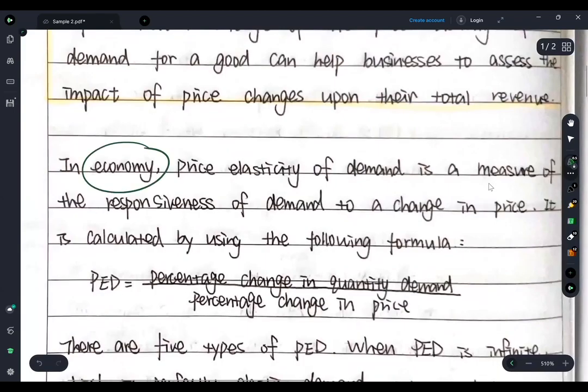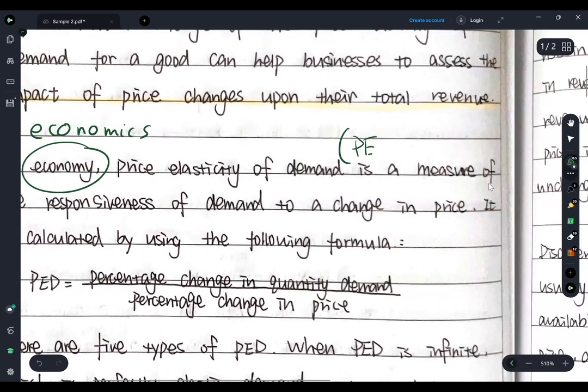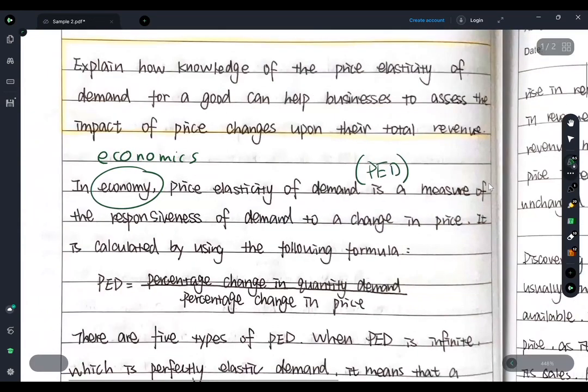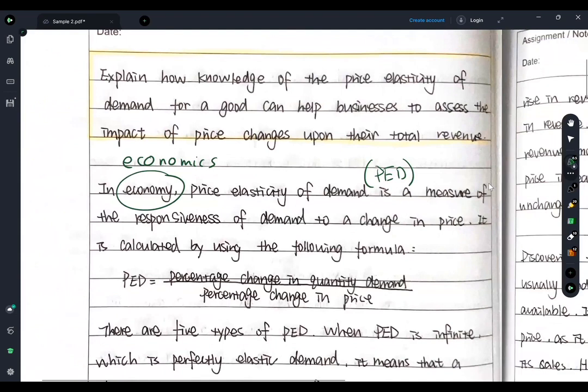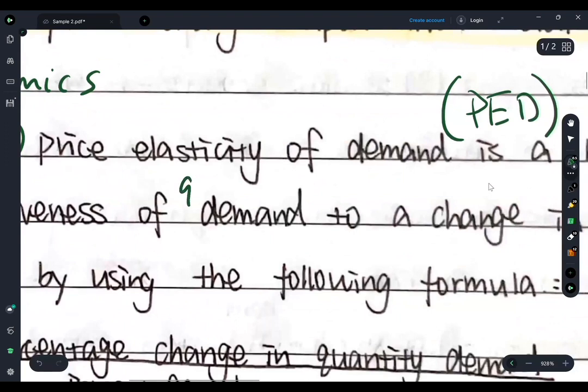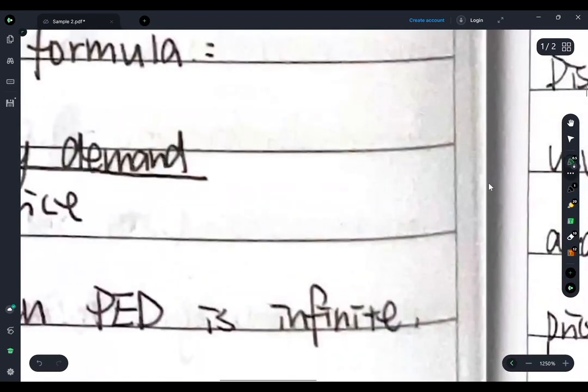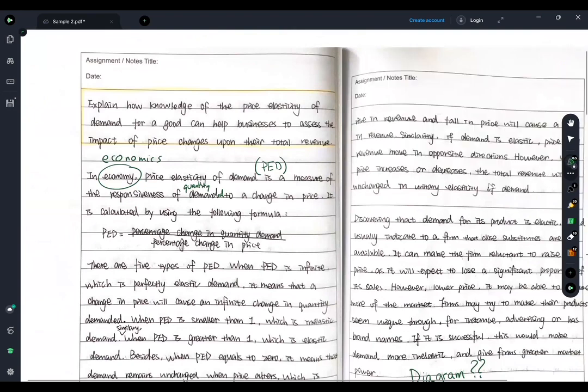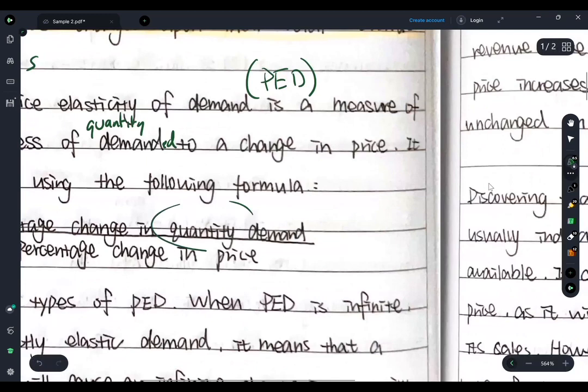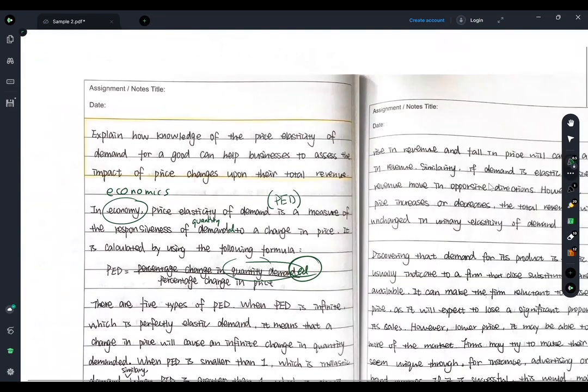So again, that's a keyword, economics. I don't care when there are mistakes for words that are not specific to economics, but not being able to write economics, or not understanding the difference between economy and economics, that's a problem for me. Price elasticity of demand, so we should define the acronym PED, so then we can just use PED later. It is a measure of the responsiveness of demand to a change in price. If we want to be even more precise, it should be quantity demanded rather than demand, but it's acceptable. It is calculated by using the following formula: percentage change in quantity demanded over percentage change in price. That's a mistake that I really don't like. It's quantity demanded, not quantity demand. Very common mistake, and it's not okay because that's a keyword.